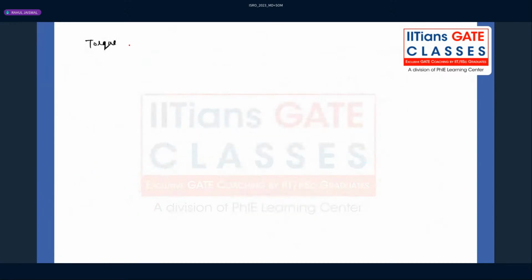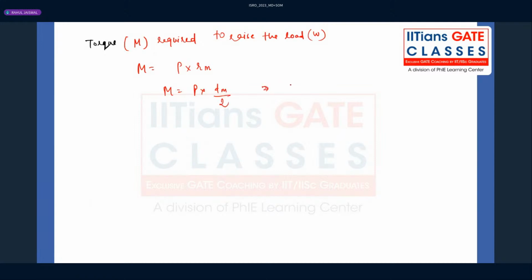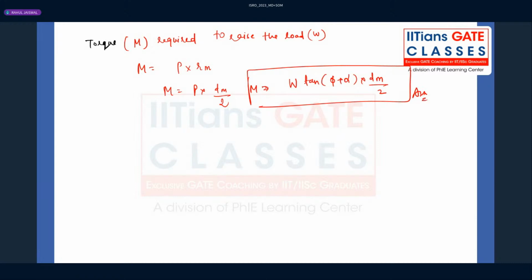Here note down the torque M required to raise the load W. Torque, you know what is the value of the torque? That is effort P into mean radius. M will be P into dm by 2. We can further write M is equal to W tan of phi plus alpha into dm by 2. That is the M required. Note down.